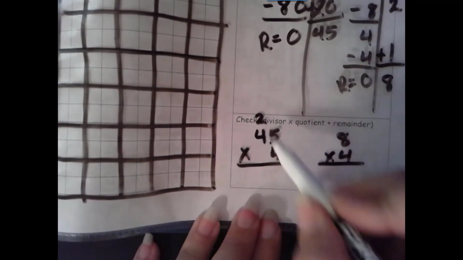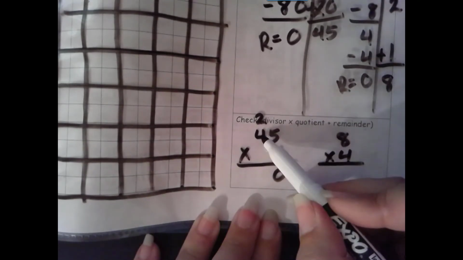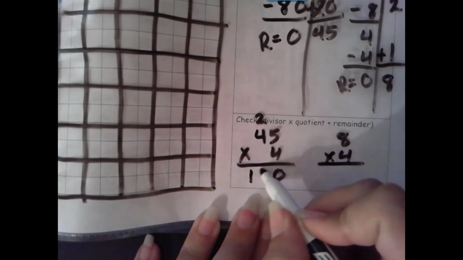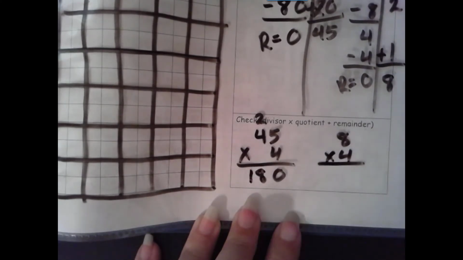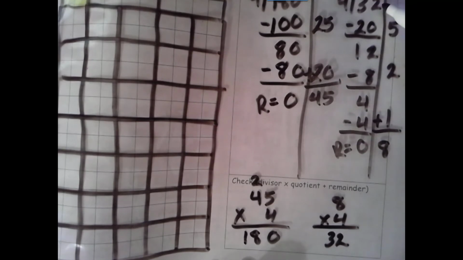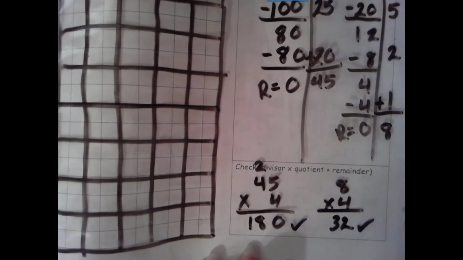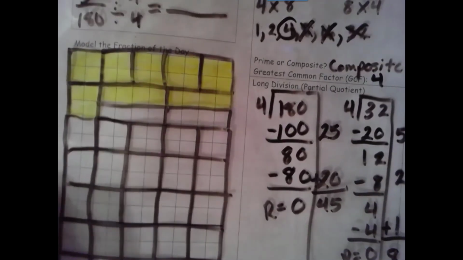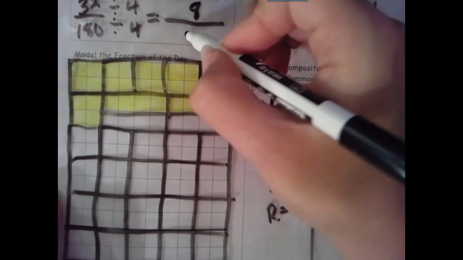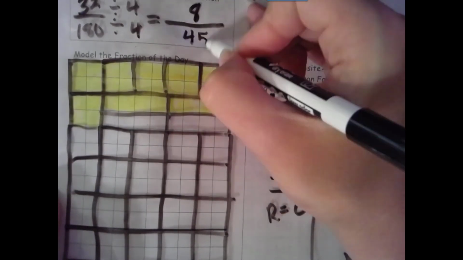4 times 5 is 20. I regroup. 4 times 4 is 16 tens, plus 2 more tens is 18 tens. 4 times 8 is 32. So 32, that matches this dividend up here. 180 matches this dividend up here, so both check. And that means my numerator is definitely 8, and my denominator is definitely 45.